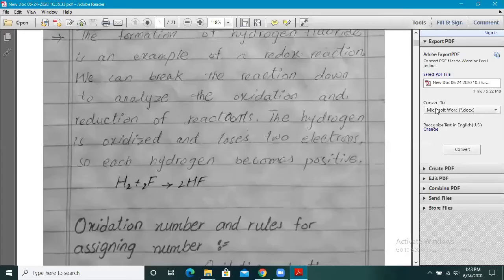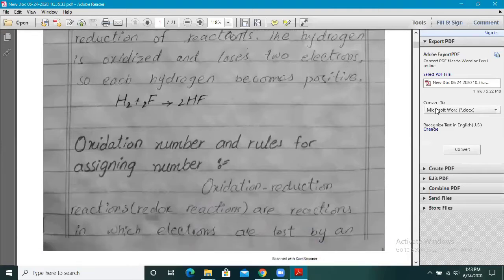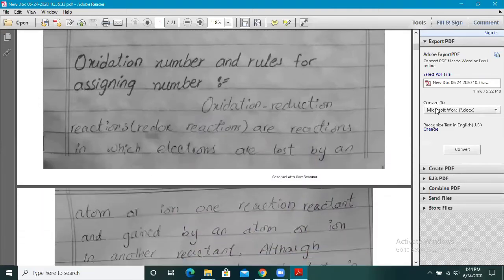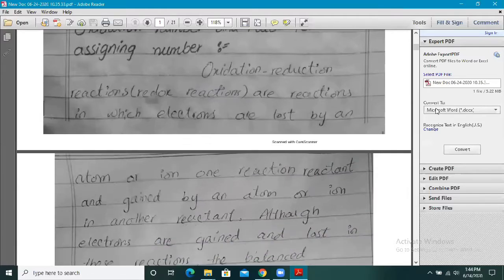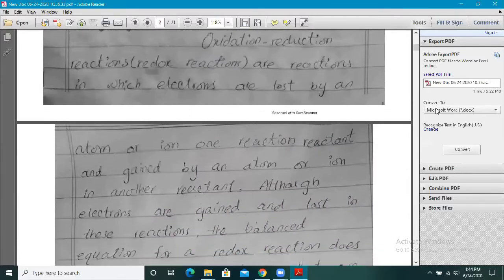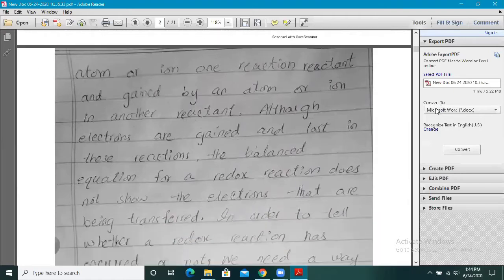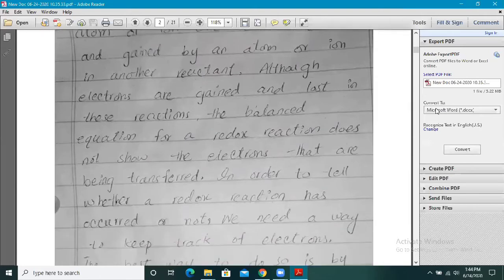Oxidation number and its rules of assigning the numbers. Oxidation reduction reactions are reactions in which electrons are lost by an atom or ion in one reactant and gained by an atom or ion in another reactant. Although electrons are gained and lost in these reactions, the balanced equation for a redox reaction does not show the electrons that are being transferred.